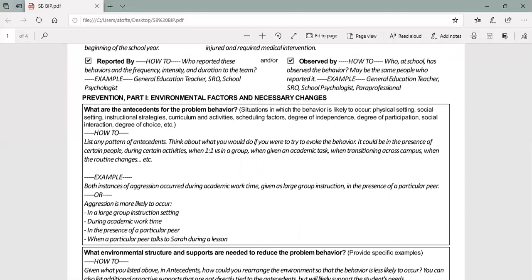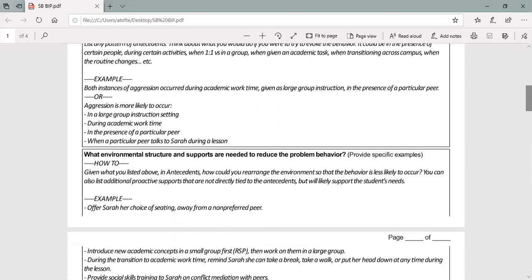So of course, don't do that. But that's helpful for when we're looking at antecedents. Okay, so during certain activities, and next to certain peers, and not allowing breaks, like working a long time between breaks. Maybe all of those could be antecedents that you list. So any pattern that you've noticed could be certain people, certain routines, all these examples.